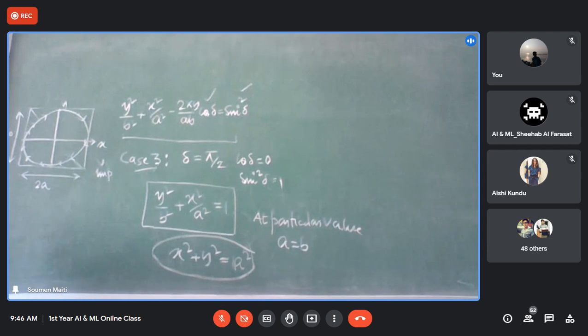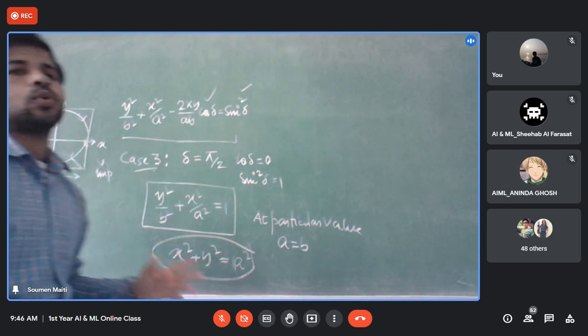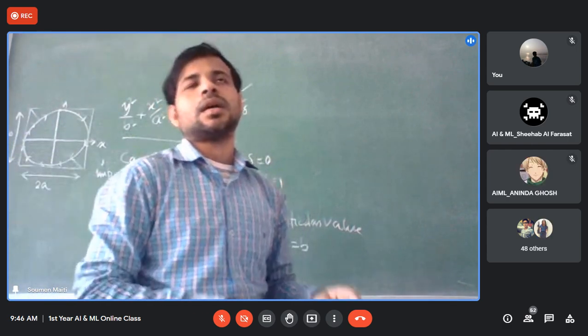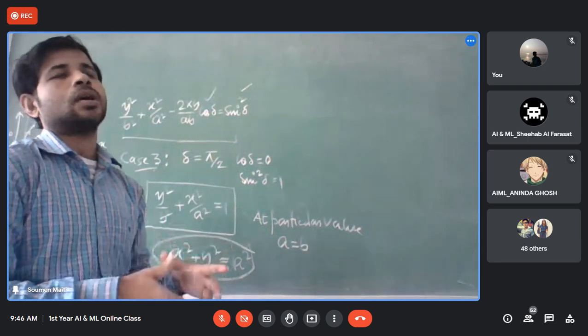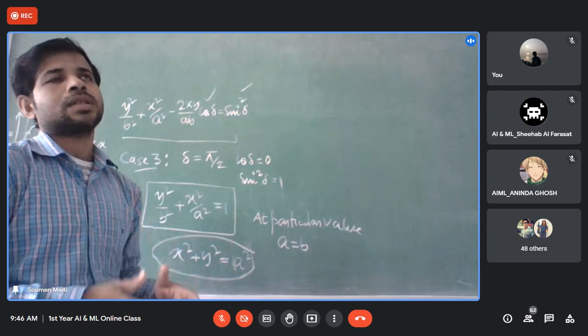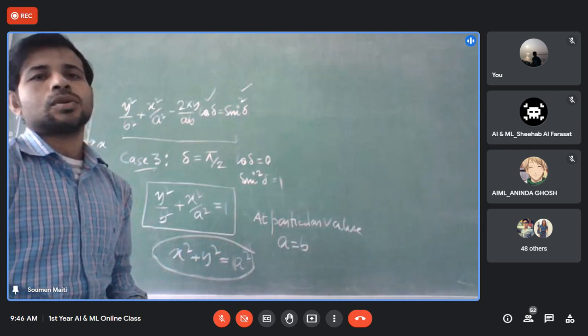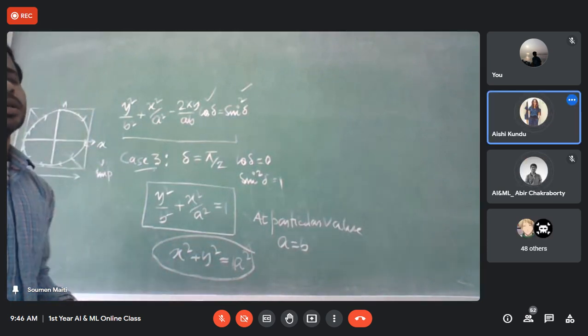At that time, if a equal to b, it will be a rectangle and it will be an exact circle. Instead of 2a by b, you can write 2a on both sides. Right now the circle is enclosed within the square, where the side of the square is 2a. Yes or no?